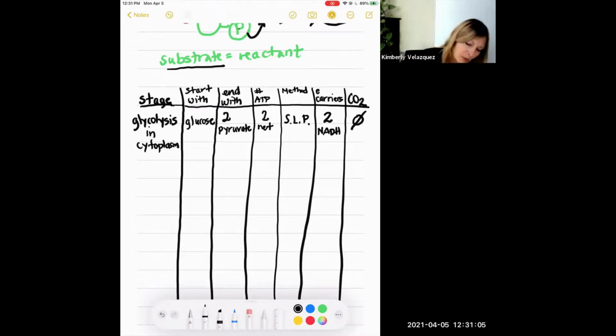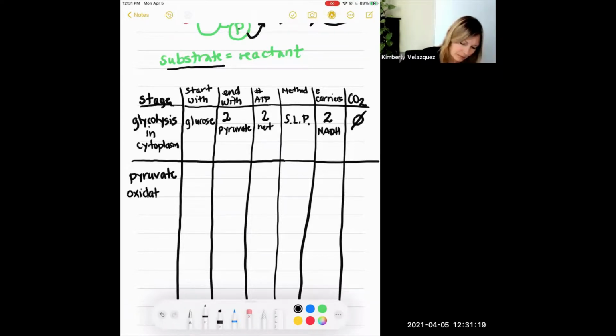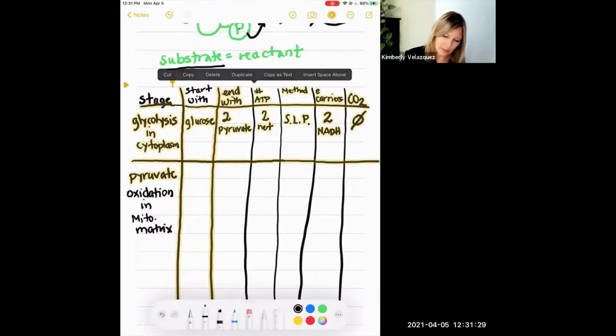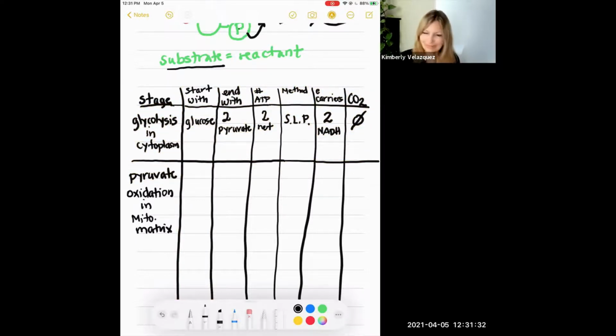If enough oxygen is present, then we go into the second stage, which is called pyruvate oxidation. And that happens in the mito matrix, which is, of course, mitochondria. Okay, again, we start with what we ended with in the last stage. So we ended with 2 pyruvate. That means here we start with 2 pyruvate.